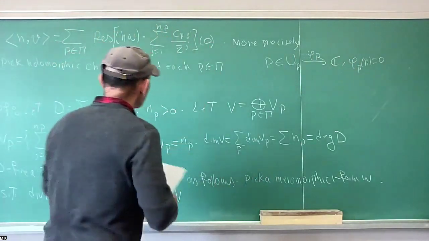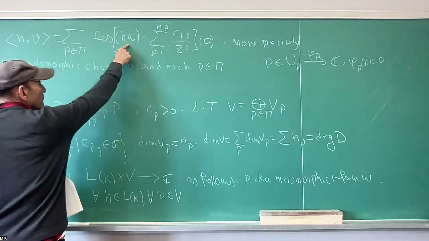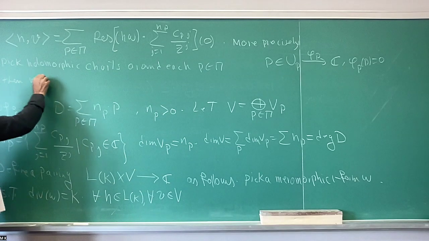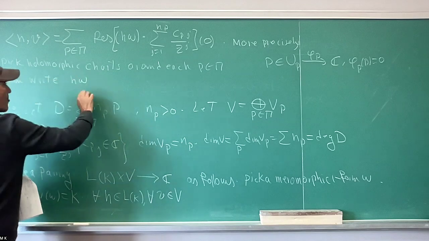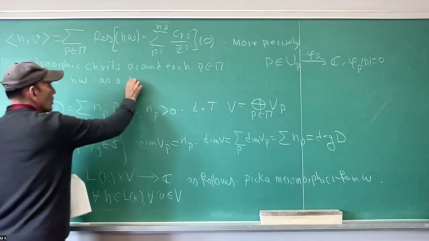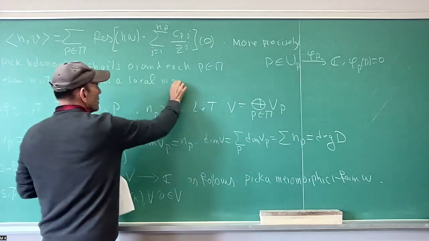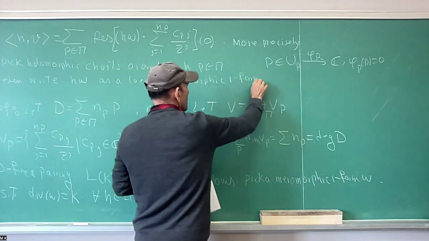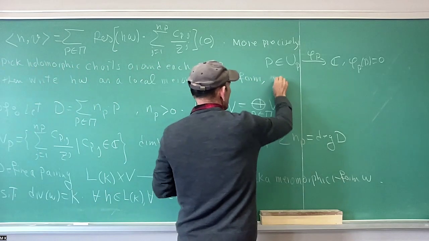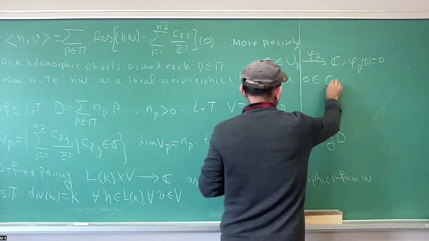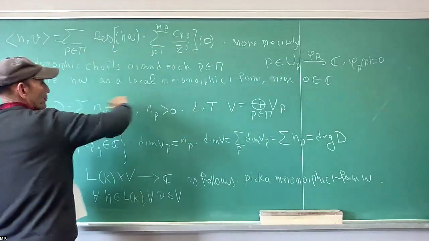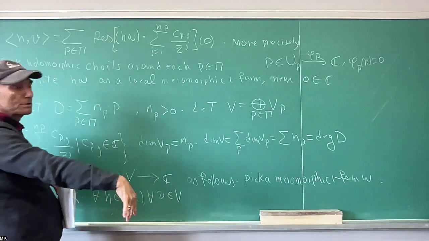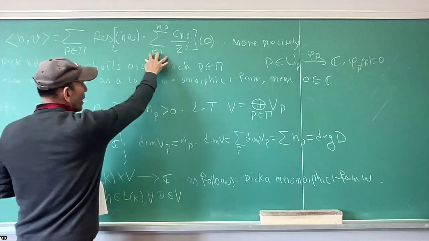Then, using these phi_p's, I will write this as a form on C. Then write H omega as a local meromorphic one form near 0. Once you do that, I don't want to write the formula because it's just a pullback with respect to phi_p inverse of that form. You bring it downstairs, right? So you just do that, and you just multiply these two things.